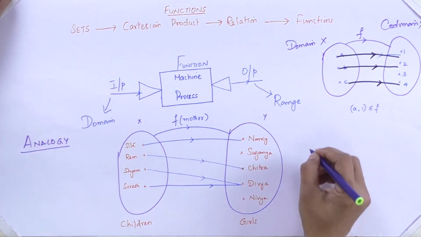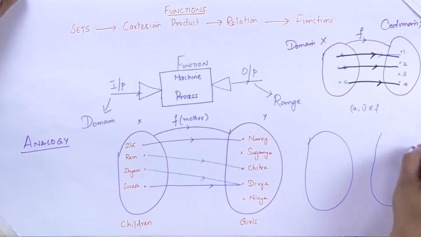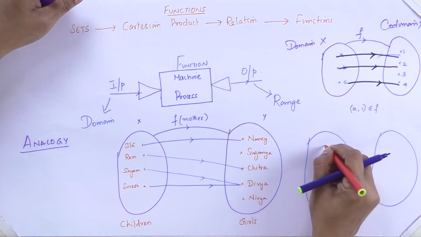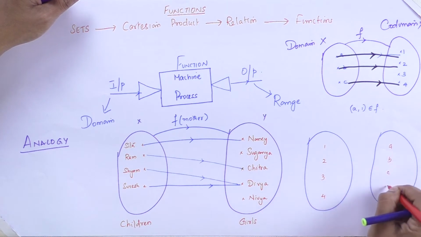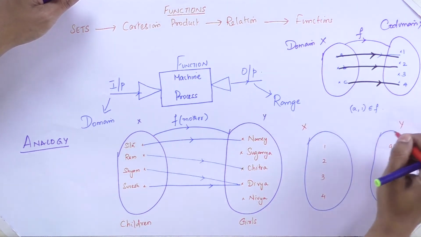See, this I cannot have. This is a function, but then I'll give you an example. I have 1, 2, 3, 4 and a, b, c, d, e, f. So this is my x and this is my y.